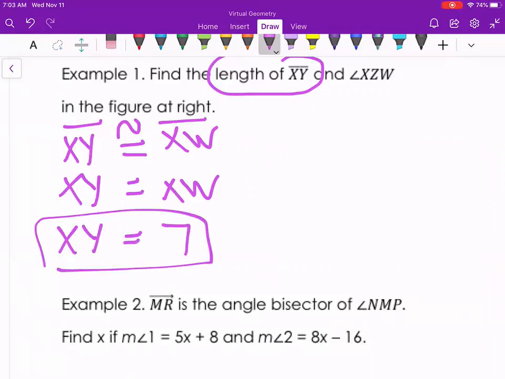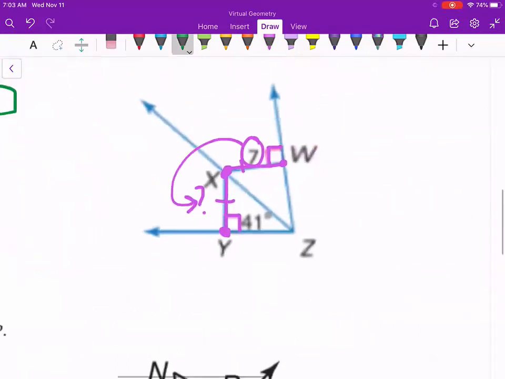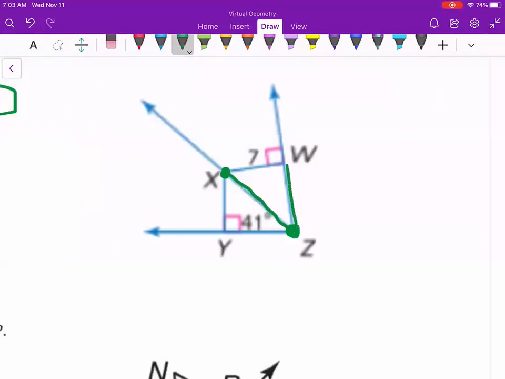Now let's see if we can find an angle. Now we're looking for the measure. We're going to find the measure of angle XZW. Okay, I'm going to erase this for a moment. XZW. Again, that is the angle that starts at X, goes down to Z and out to W. So I'm looking for this angle, that section of angle right there.